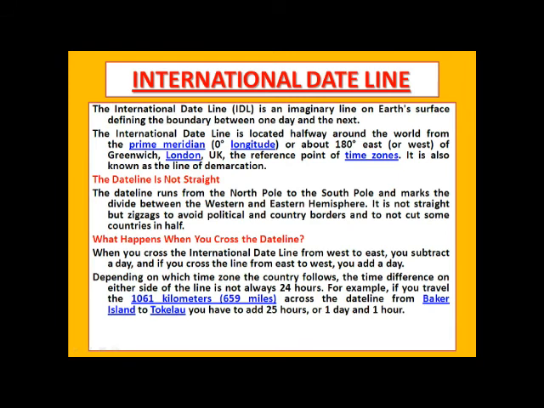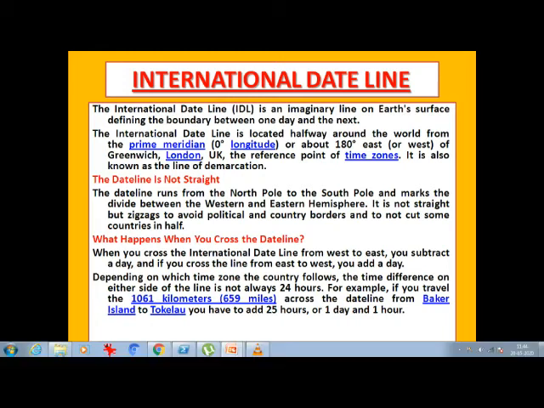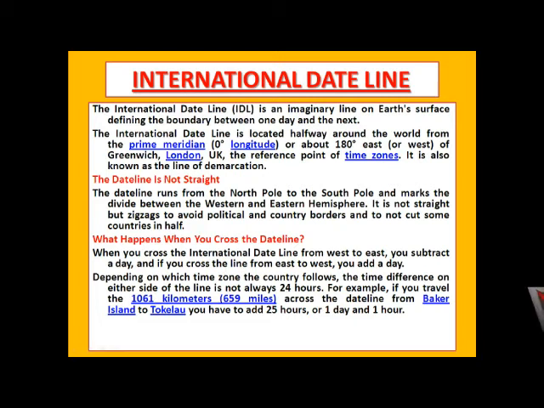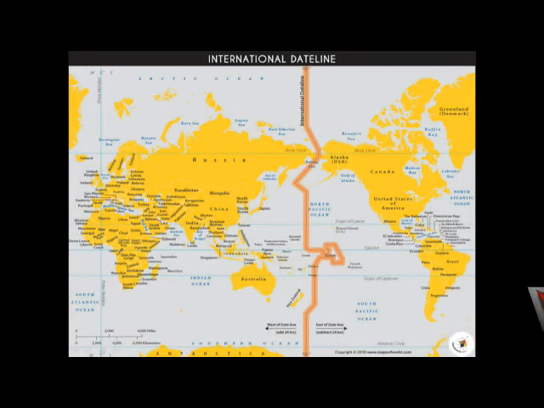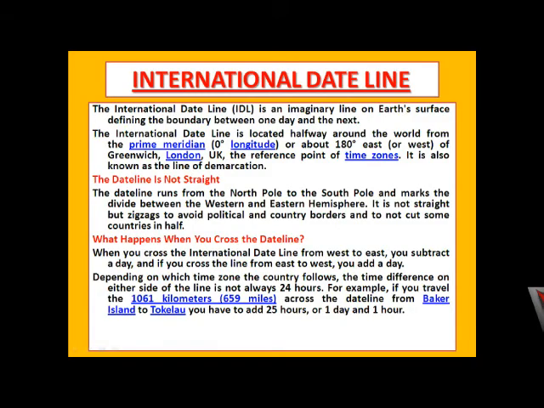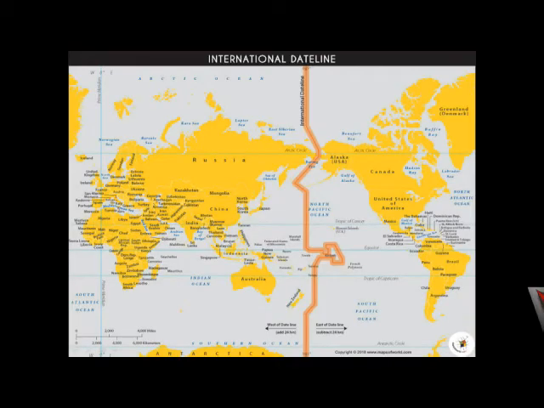The date line runs from the North Pole to the South Pole and marks the division between the western and eastern hemisphere. It is not straight but zigzag to avoid political and country borders and not cut some countries in half. It may be possible that if we just draw it straight, it would fall between countries. So just to avoid that, so that a whole country has the same date, they changed it this way. What happens when you cross the date line?